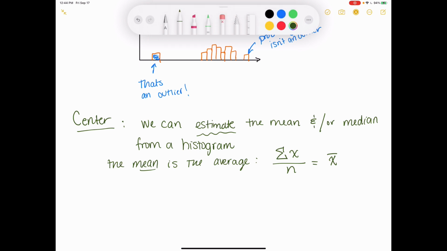So this literally just says to add up all the x values and divide it by the total number of values. That's what this means. That's nifty. Literally. And so then you got the x with the line over it.